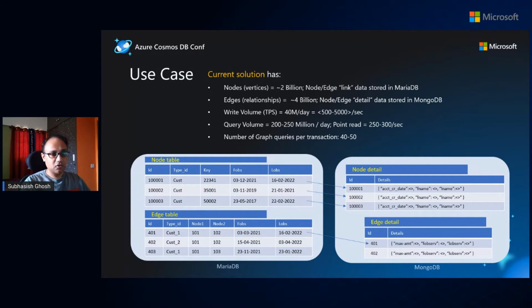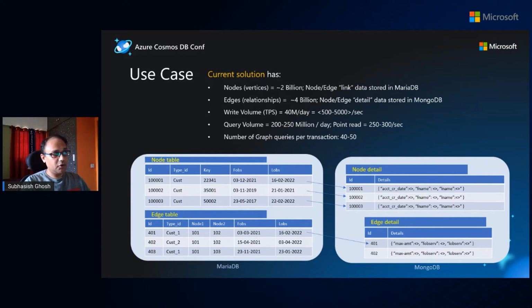volume or velocity we are talking about. First of all, this is all real time. Nodes or vertices, we had around 2 billion, and relationships between the vertices, which we call edges, around 4 billion, give or take. Write volume is 40 million transactions per day, varying from about 500 per second at non-peak to a highest peak of 5,000 per second.